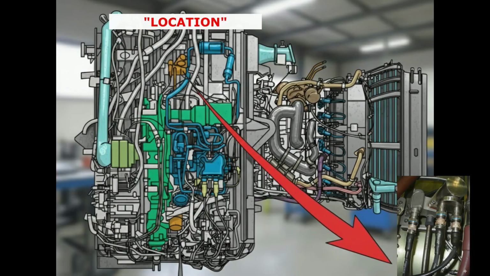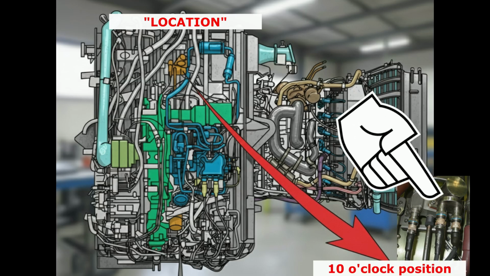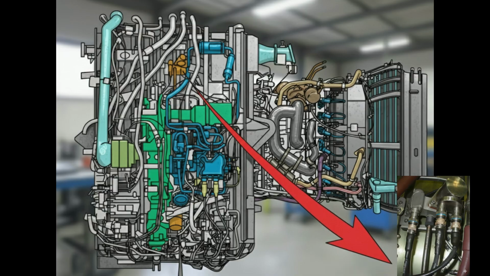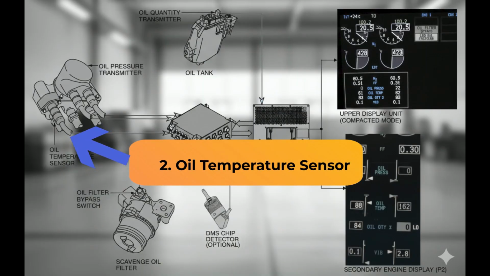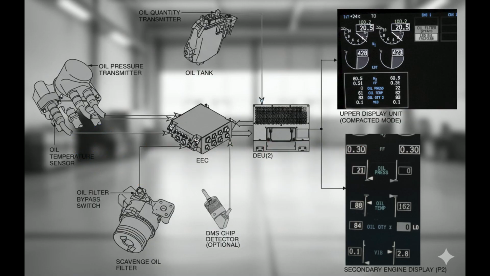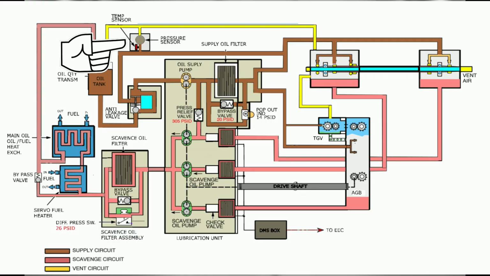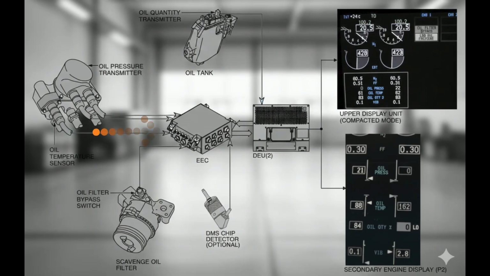Location. It is mounted on the temperature and pressure TP sensor support assembly at the 10 o'clock position on the left side of the fan case. 2. Oil temperature sensor. The oil temperature sensor measures and displays engine oil temperature data. The system utilizes a sensor located at the discharge of the lubrication unit to measure the temperature. This data is transmitted to the electronic display units via the electronic engine control.